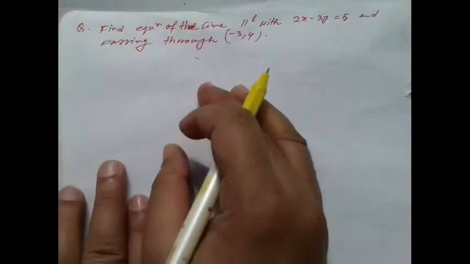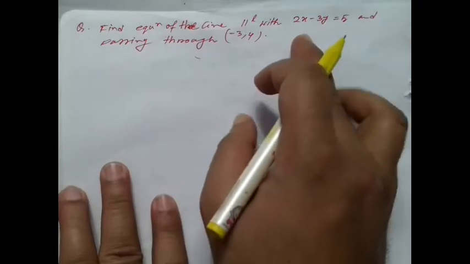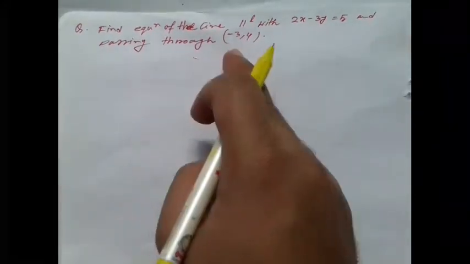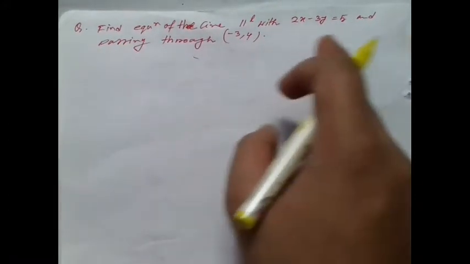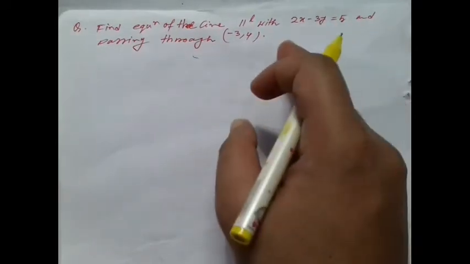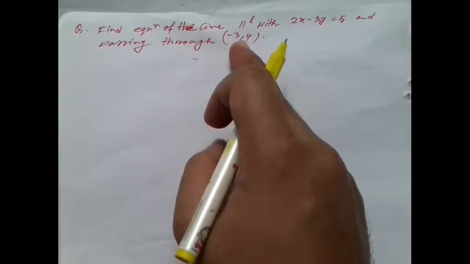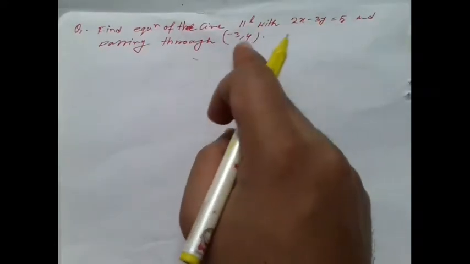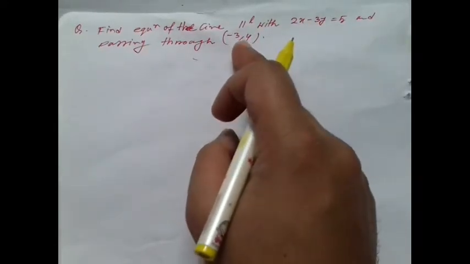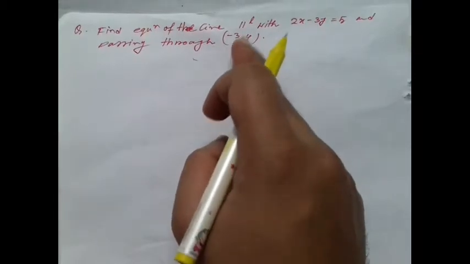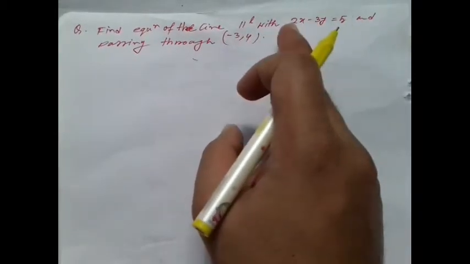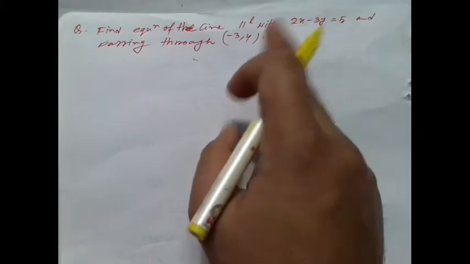Now we have this problem: find the equation of the line parallel to 2x minus 3y equals 5 and passing through (minus 3, 4). Means we have one line and we have to find one line which is parallel with this line and passing through this point. Okay, parallel, so we have one point. I think you know how to find a straight line. We need a point and a slope, and the required line has the slope equal to this because they are parallel.